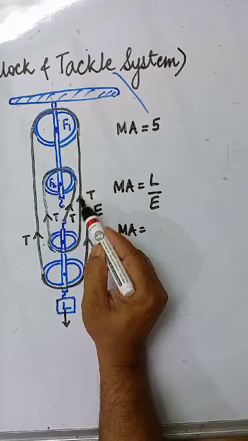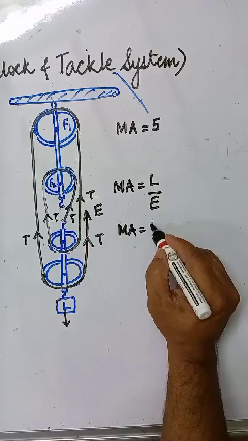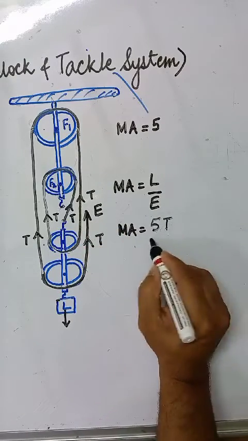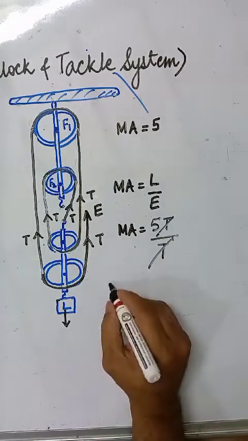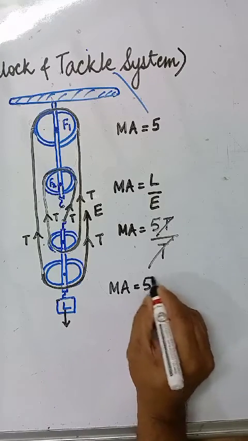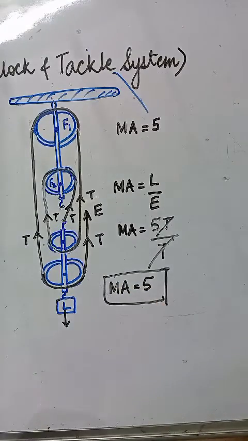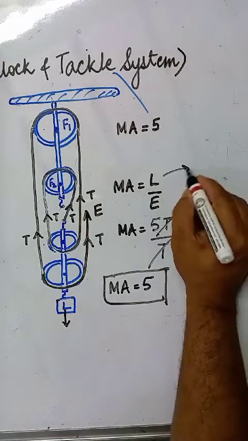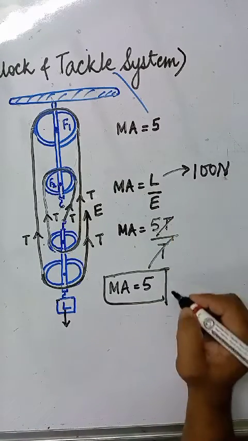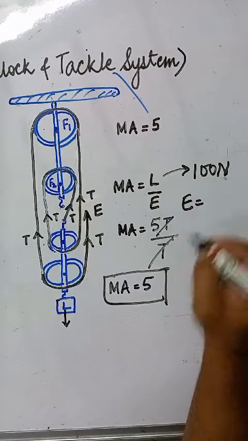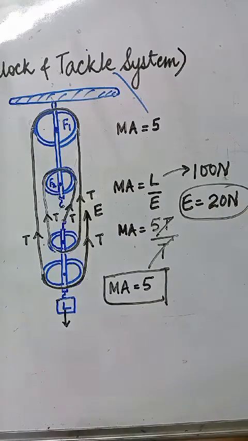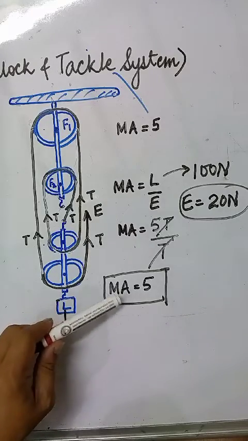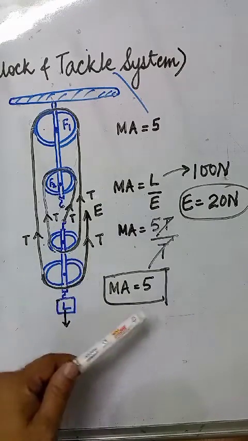So T plus T plus T plus T plus T makes it 5T this time. And obviously the effort in the denominator is only a single T. So T and T get cancelled. You get a mechanical advantage value of 5. So what have we done actually? If we use that same example of lifting a load of 100 Newtons, this time how much effort will I need? This time I'll need only 20 Newtons of effort, which is even lesser than what we had earlier. Why? Because my mechanical advantage this time has increased. Earlier it was 4, now it is 5.